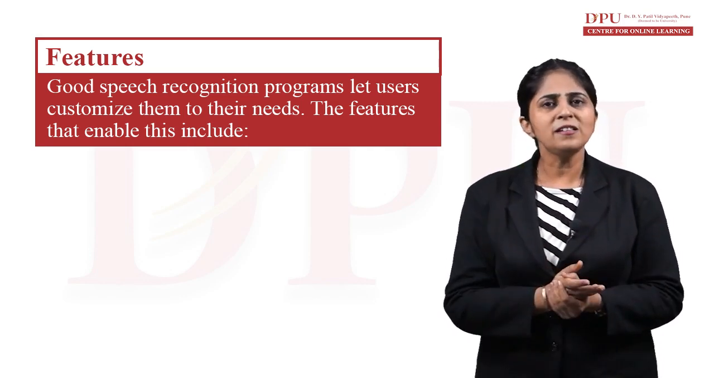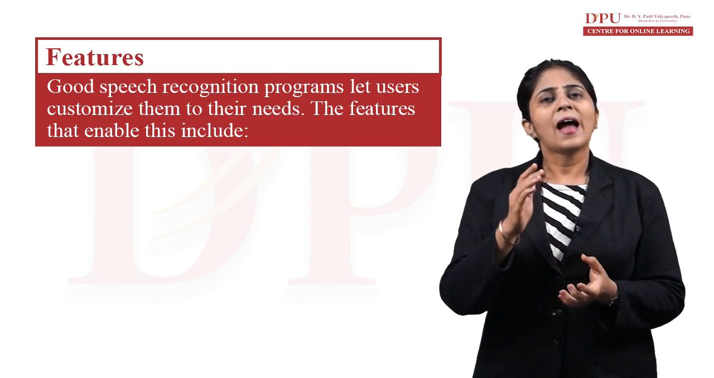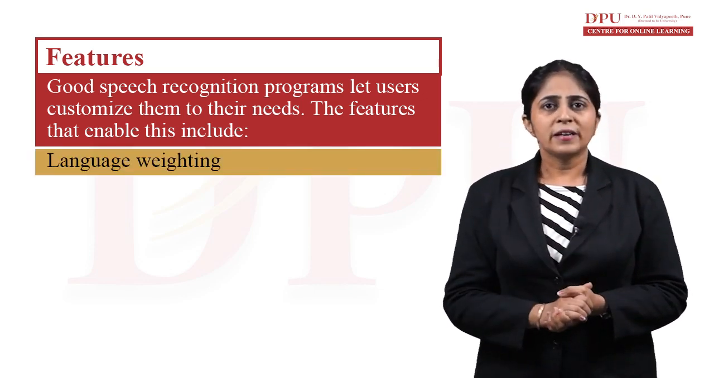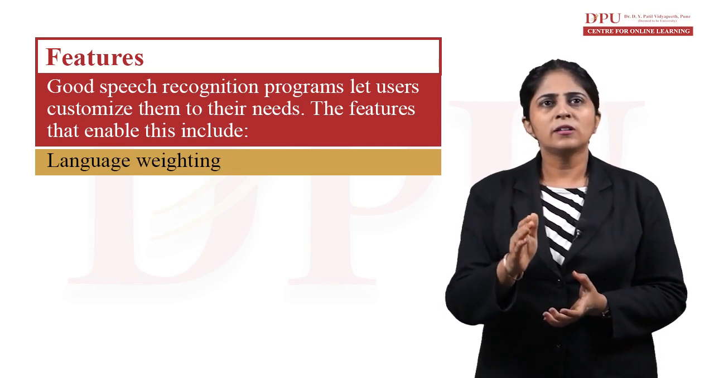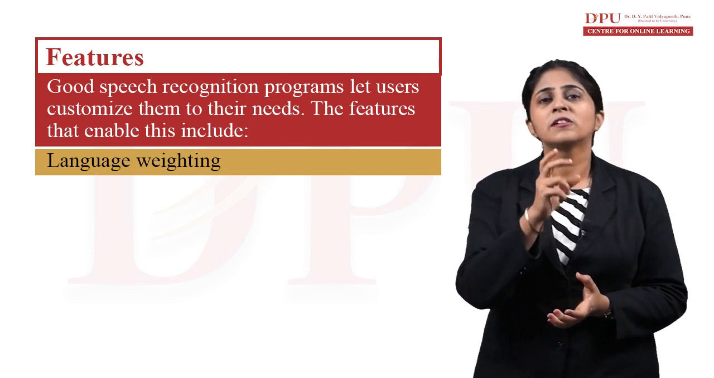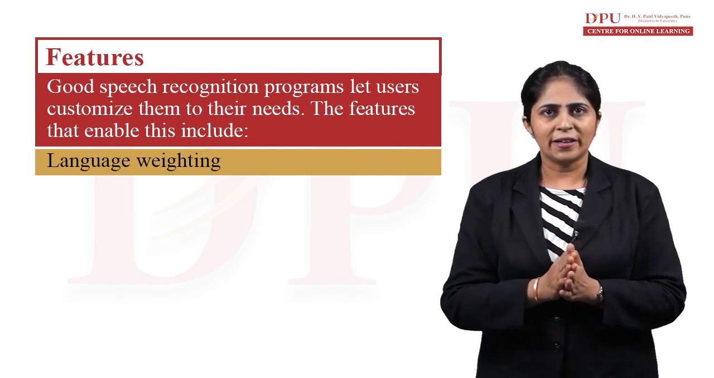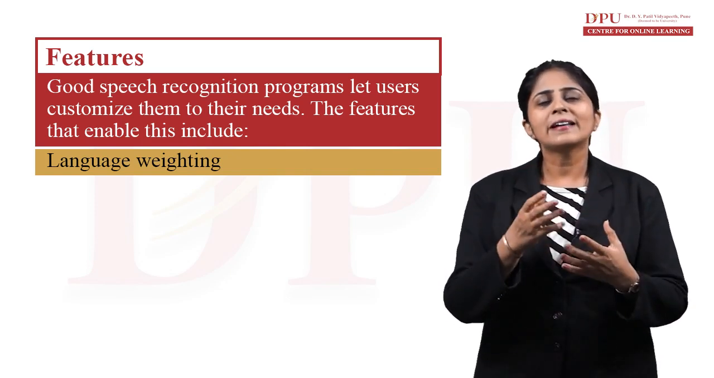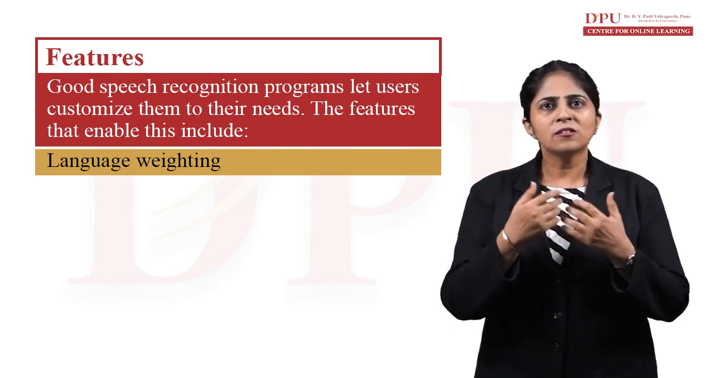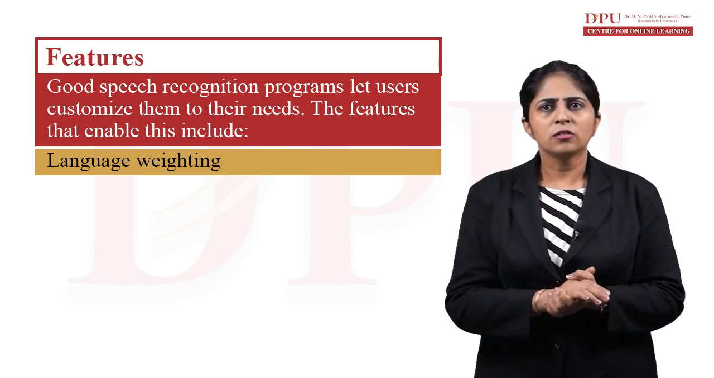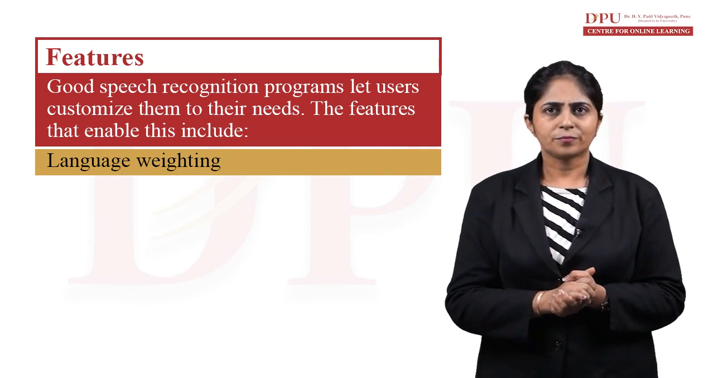Some of the features that speech recognition systems have nowadays: the first feature is language weighting. This feature tells the algorithm to give special attention to certain words, like the words that are spoken frequently or the words that are unique to a conversation or a subject. For example, the software can be trained to listen for specific product references.